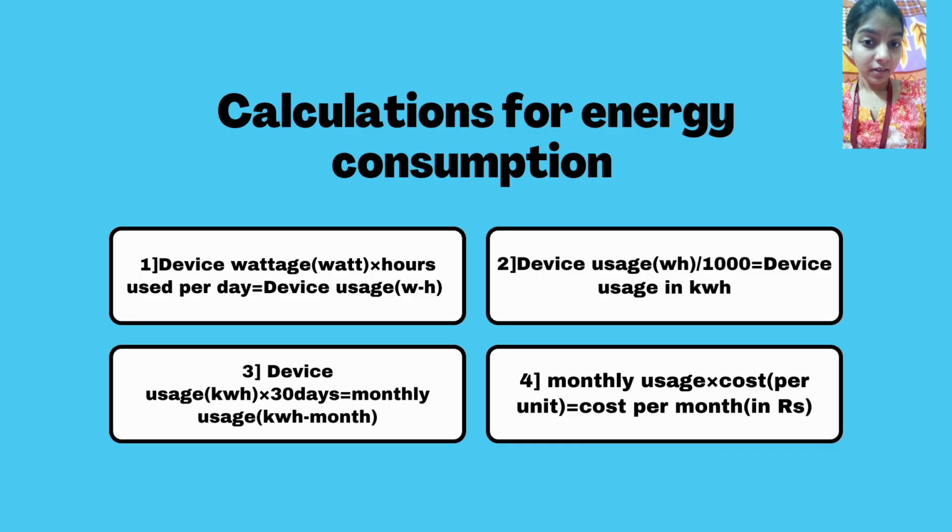Device usage in kilowatt hours. So we have to convert watt hours into kilowatt hours. For that we have to divide the device usage in watt hours by 1000. We will get the device usage in kilowatt hours, which is nothing but units. How many units?